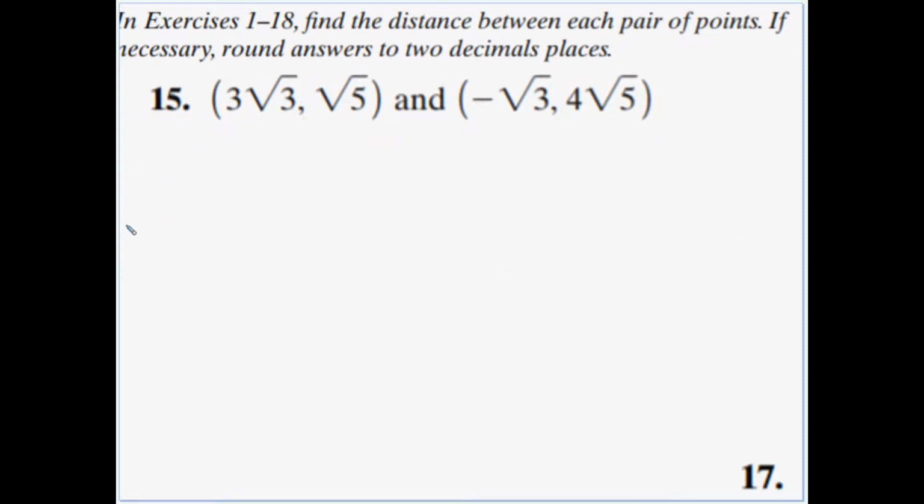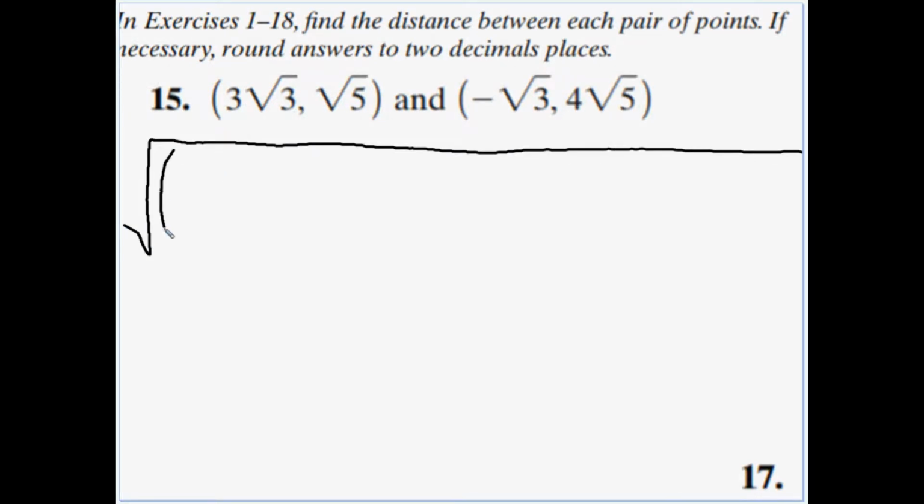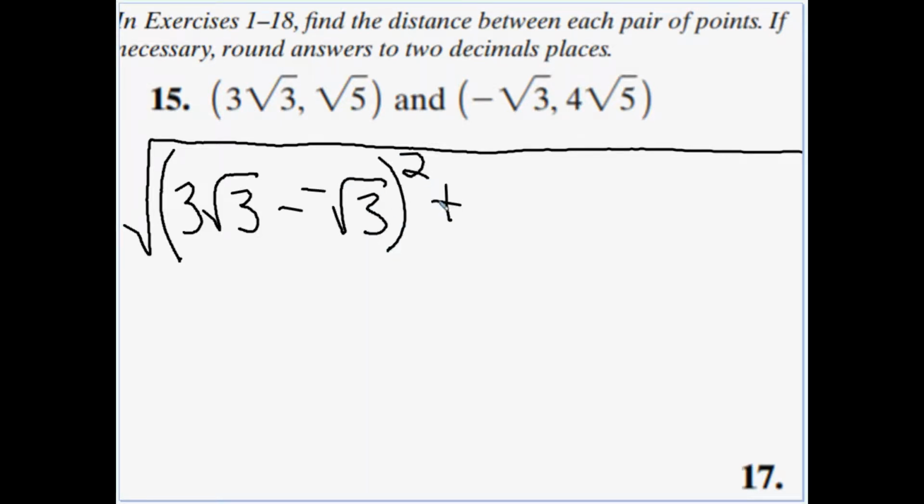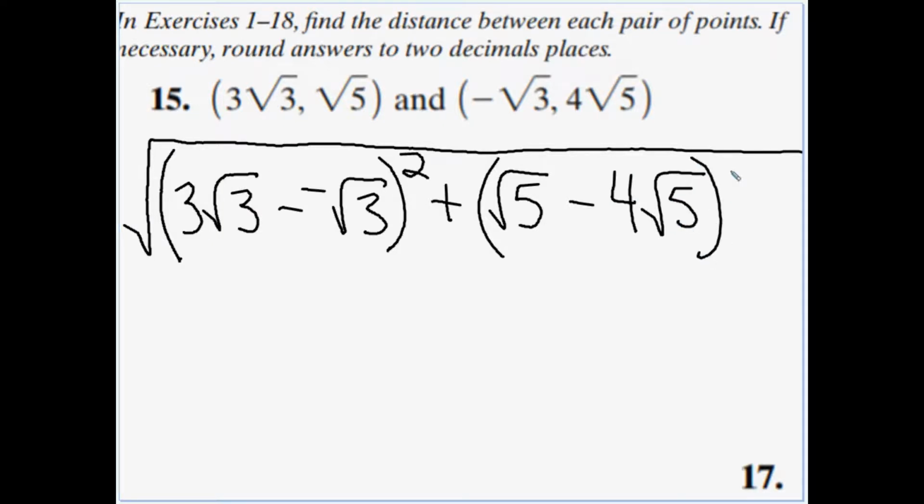Okay, distance formula. I'm going to do a big old radical, and then I'm going to start by subtracting my x's. I got a 3 root 3 minus a negative 1 root 3, and that quantity will be squared. And then I'm going to do the same to my y values. My first y value is a 1 root 5 minus a 4 root 5 for the second y value, and that will be squared. Okay, here we will add the opposite.